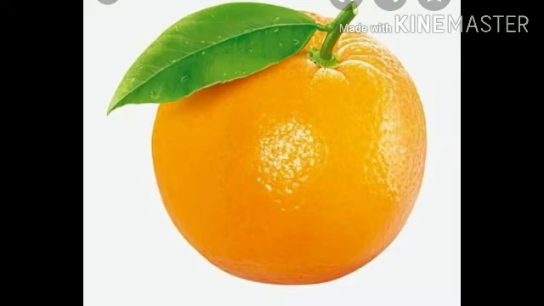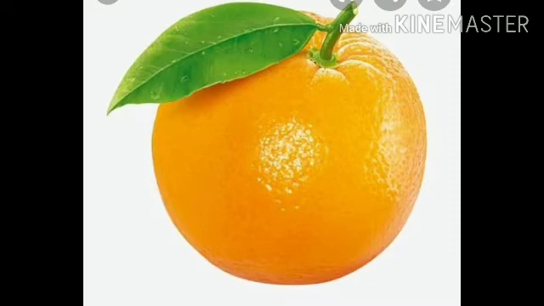What are you seeing in this picture children? Orange, isn't it? How many oranges are there? Only one orange. Is this singular or plural? Yes, singular. So what do we have to use? A or an? What is the spelling for orange children? O-R-A-N-G-E, orange. So what is the starting letter of orange? O, isn't it?